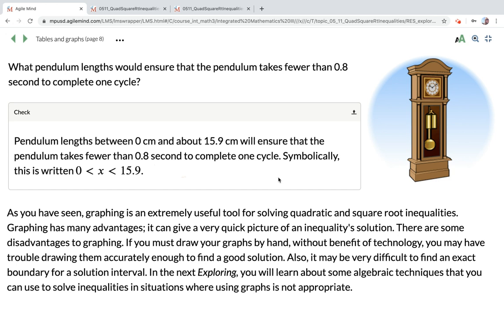So next lesson, we're going to start talking about how we can use some algebraic techniques to help us solve our inequalities when graphs just aren't going to cut it for us, or they just maybe aren't an option.